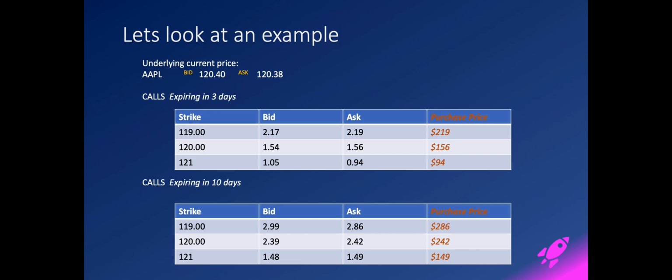Let's look at an example. Apple is trading at about 120 and 40 cents. If you're looking to buy a call, that would mean you are expecting Apple to go up. It's at 120.40 and you're thinking Apple is going to go up in price. The call that we're looking at is expiring in 3 days from whenever today is. And usually calls and puts generally expire on Fridays, weeklies especially.